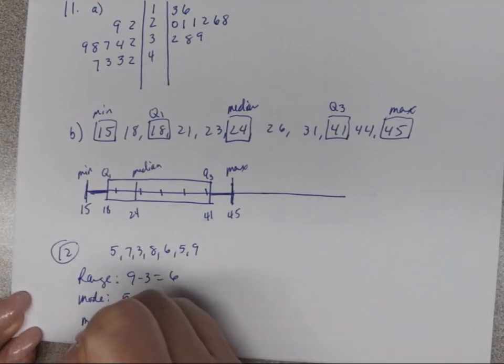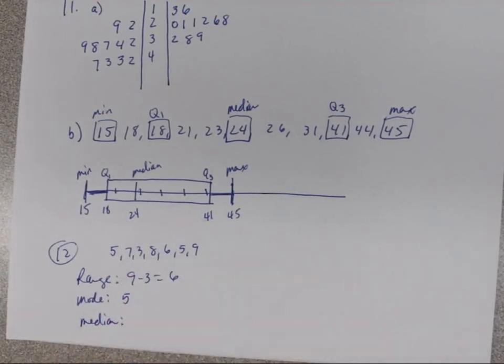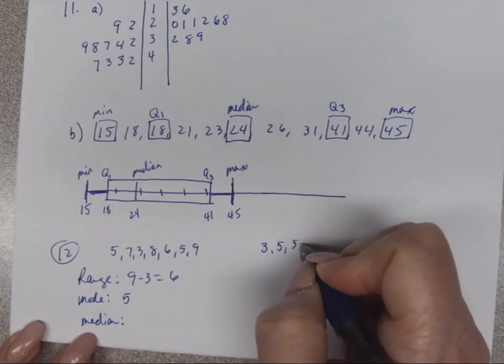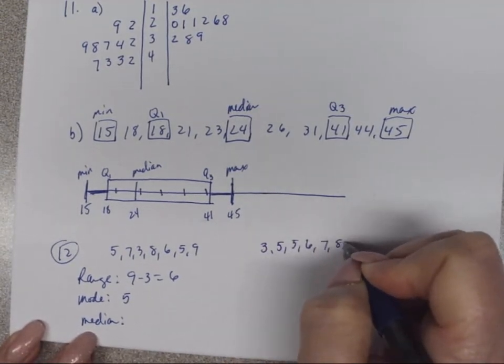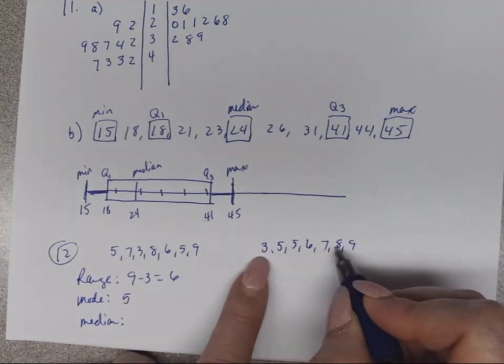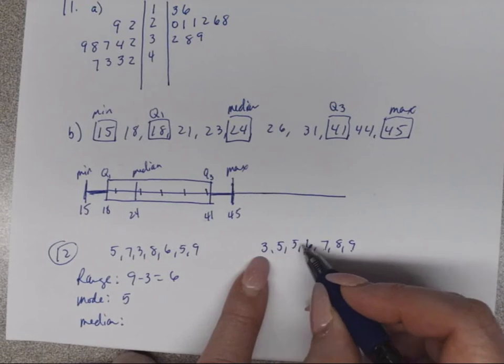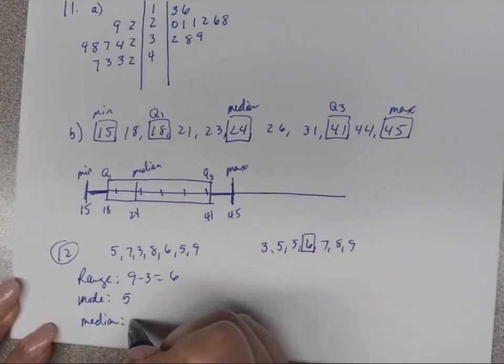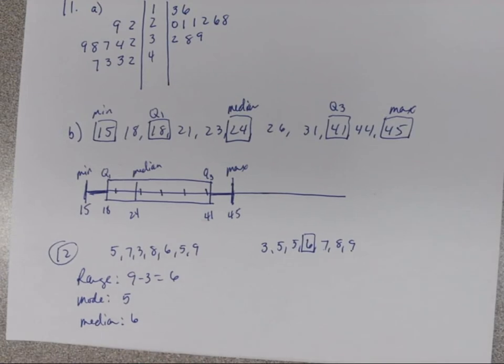And the median, I have to put them in numerical order. So we have 3, 5, 5, 6, 7, 8, and 9. I have 1, 2, 3, 4, 5, 6, 7 numbers. So 1, 2, 3, the fourth number will leave me with 3 on either side. So that will be 6.